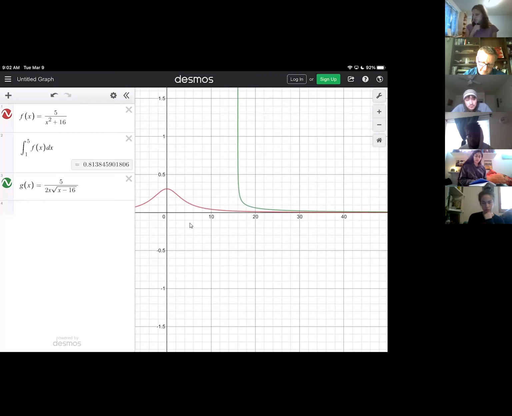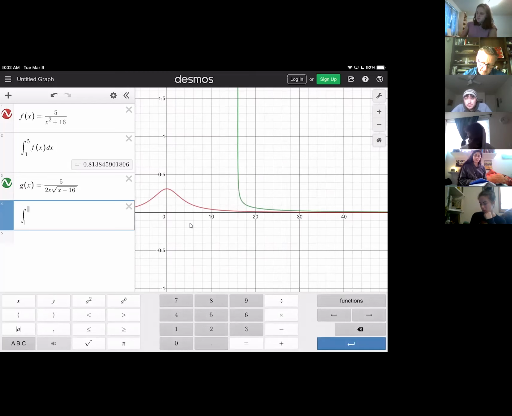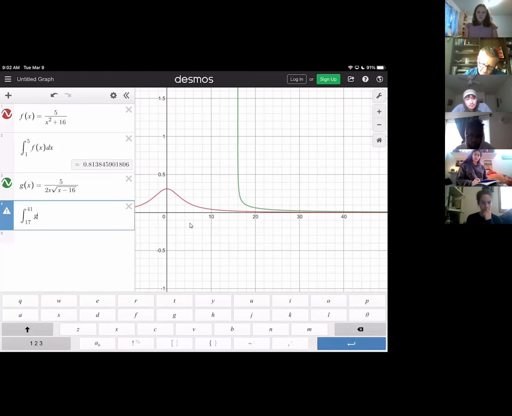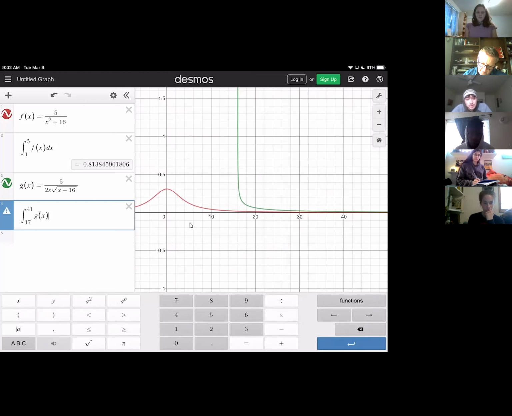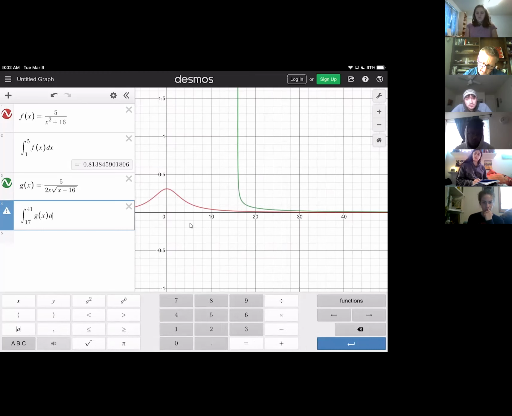And yet, I don't think I screwed this up, so I'm pretty sure this is going to work. If I say from 17 up to 41, I would like to know the integral of, or the area under the g(x) curve, dx. Bam, exactly the same answer. Do you see what I mean by success?